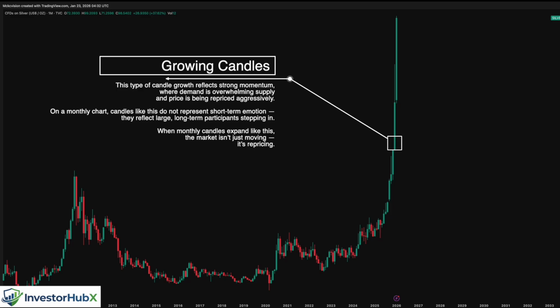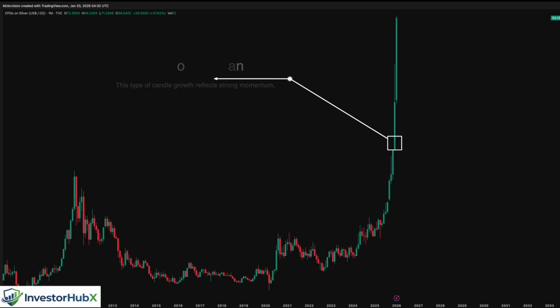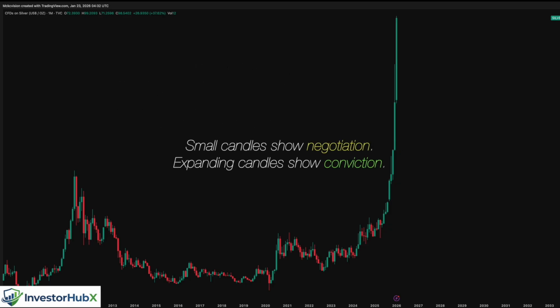On a monthly chart, candles like this do not represent short-term emotion. They reflect large, long-term participants stepping in. When monthly candles expand like this, the market isn't just moving, it's repricing. Small candles show negotiation. Expanding candles show conviction.